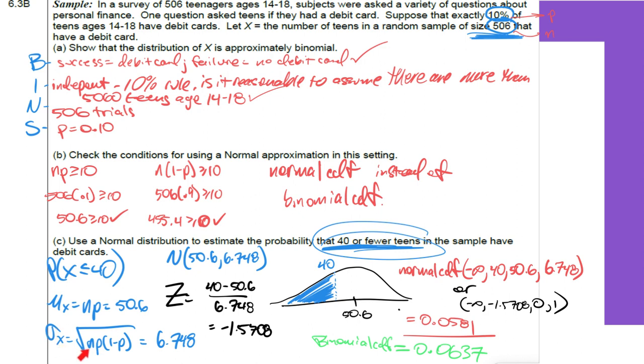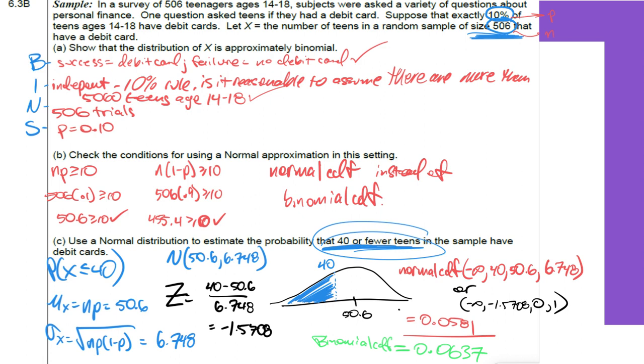The standard deviation is the square root of n times p times 1 minus p. So you do the maths, and you get 6.748. We use a positive value. So I have a normal distribution. I'm using a normal approximation for this binomial distribution, with 50.6 and 6.748. I can standardize this statistic, and so I get 40 minus 50.6, this is our boundary, divided by 6.748. And my z-score is negative 1.5708, or negative 1.57.